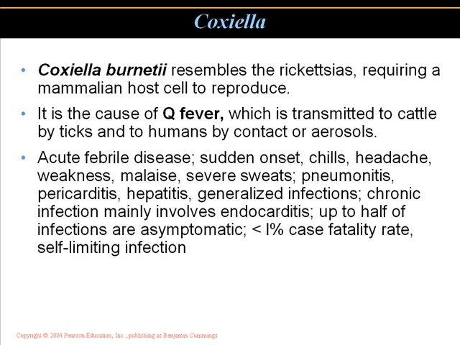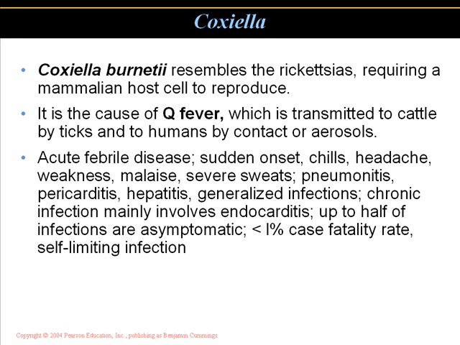Can lead to acute febrile diseases, febrile referring to fever, acute febrile diseases, sudden onset of chills, headaches, weakness, malaise, severe sweats, pneumonitis, inflammation in the lining of the lung. You can also see pericarditis, which is inflammation in the lining around the heart. Hepatitis, inflammation in the liver. Hepatitis different from the viral hepatitis of A, B, and C that you may be familiar with.